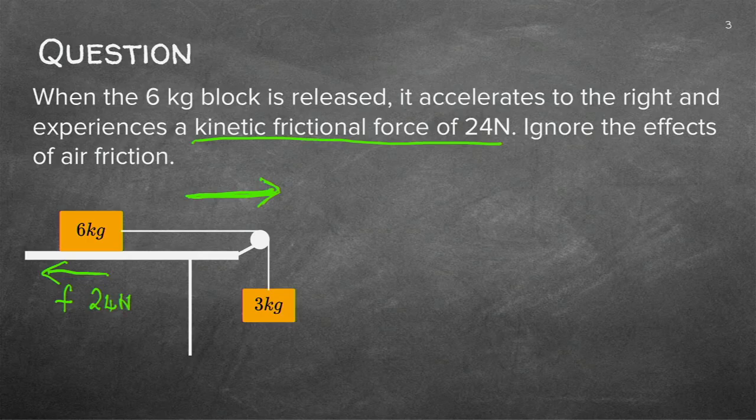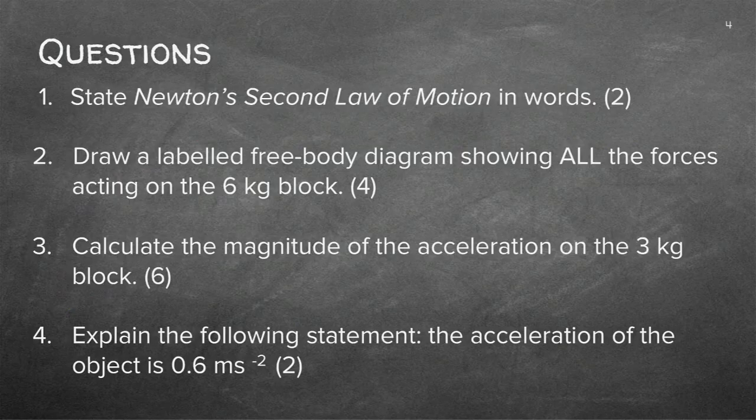Immediately you start thinking, what forces do I have? Which ones do I have to calculate? So they say I've got to ignore all the other friction, which is air, and they ask me questions. As in all cases, they ask me a theory question, Newton's second law. A free body diagram. In this case, on the 6 kilogram block, then the magnitude of the acceleration of the 3 kilogram block, and then the following statement, the acceleration is that, explain that.